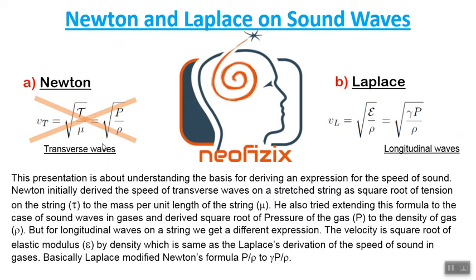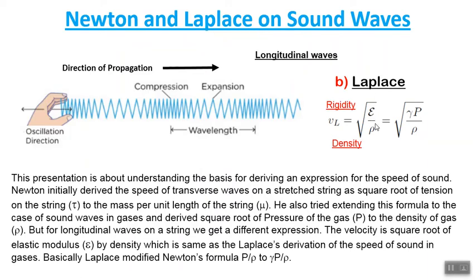We will not go into more details of the many other kinds of inconsistencies we get with this concept or while deriving this formula. For longitudinal waves on a string or through any solid or fluid, we get a different expression. The velocity we get is equal to the square root of elastic modulus, epsilon, or rigidity modulus, divided by density rho. So VL, subscript L stands for the longitudinal waves here. So VL equals square root of epsilon by rho, that is rigidity by density. So this is for the longitudinal waves on a string or any solid or fluid.